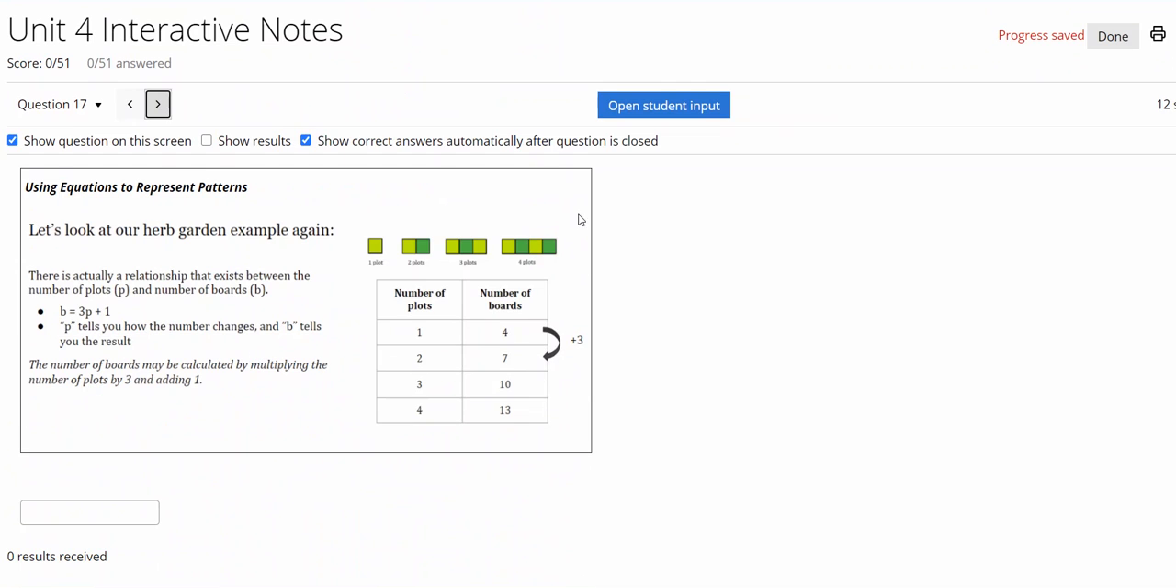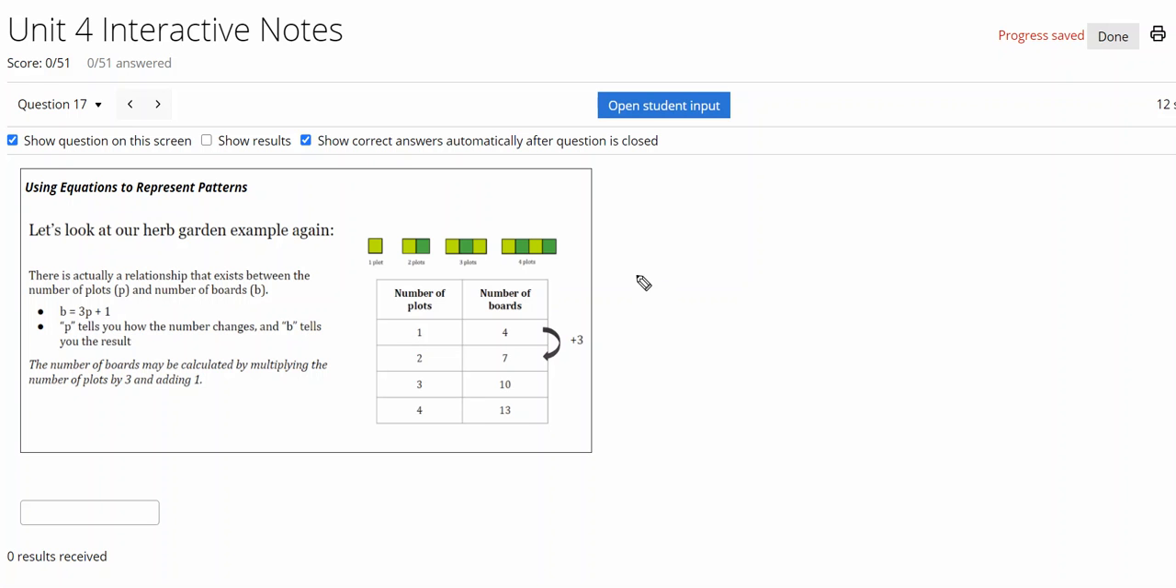Okay, so now can you guys make sure you turn back to the Google Meet so you can see my screen? So now looking at this one, again with our herb garden example, let's describe what's actually happening here. If we know how many plots we have, how can we use that to figure out the number of boards that we're dealing with, right? Well, let's say I'll tell you the answer and tell you where we get that in a second.